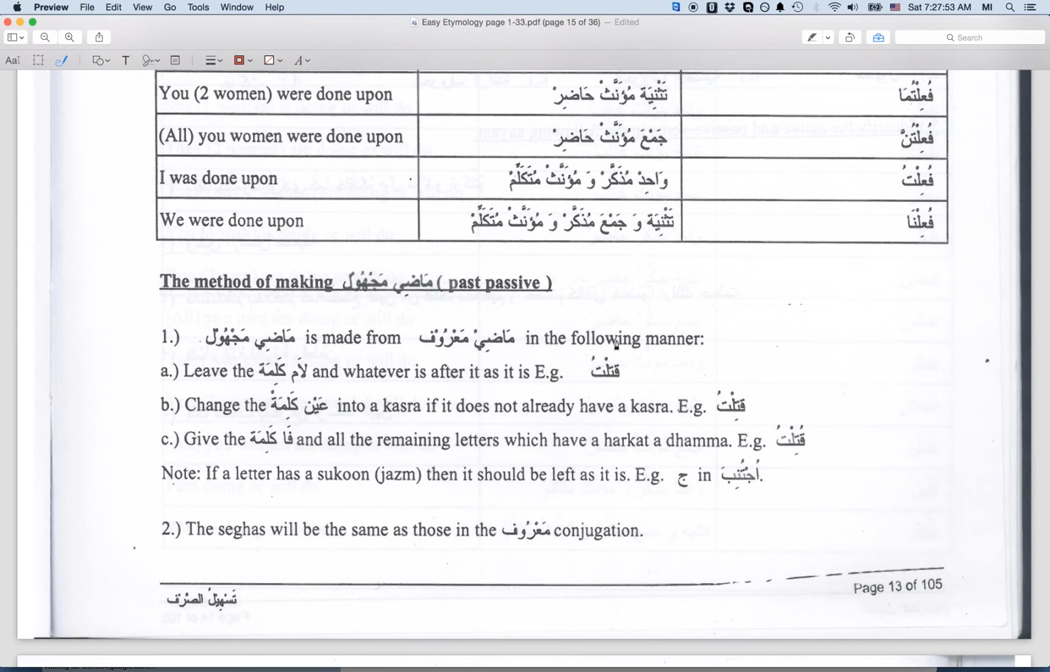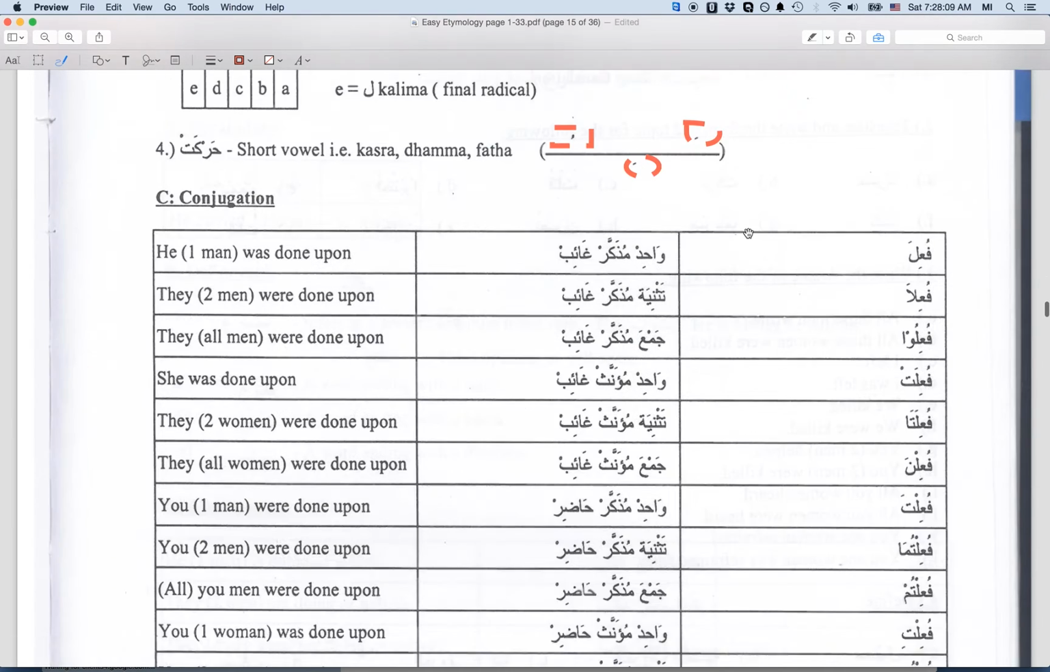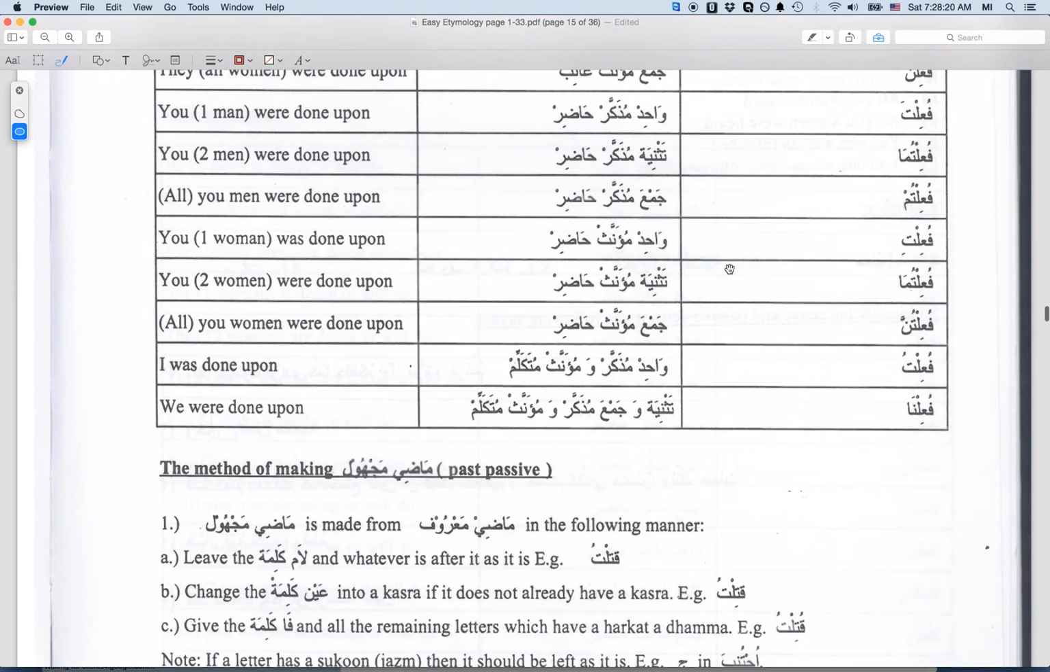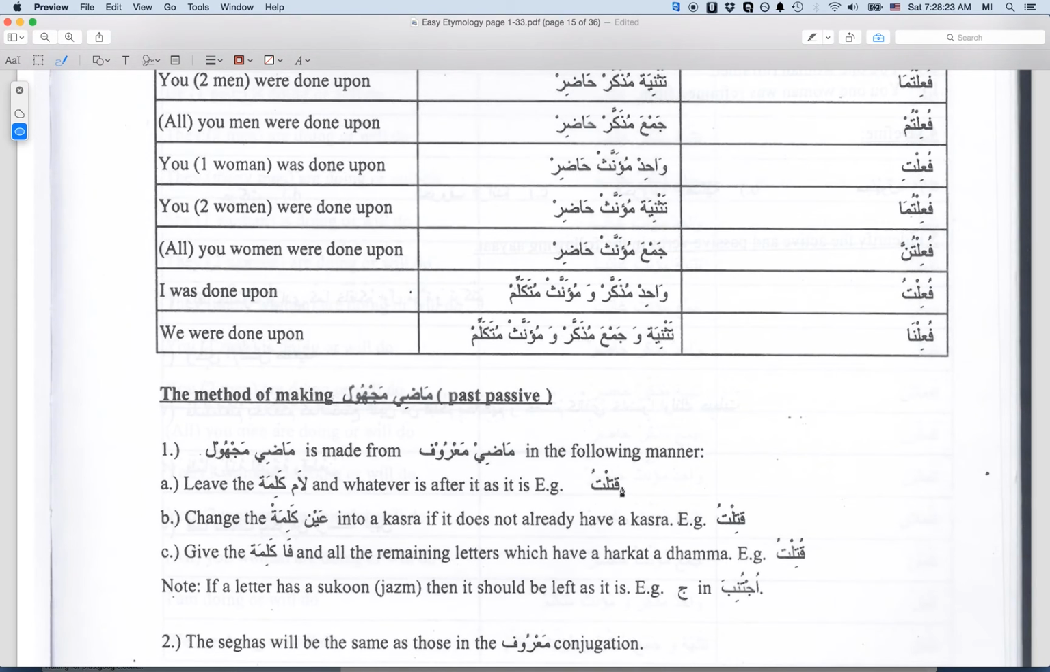So they're saying that lam kalima is the last kalima, and anything that's after it, leave it as is. Example, qataltu. Don't touch the lam kalima, basically the end kalima. So in fa'ala, if you look, they left the lam kalima as is. Lam kalima is la. Even in the original it was fa'ala. There's nothing after that, so they left it as is.